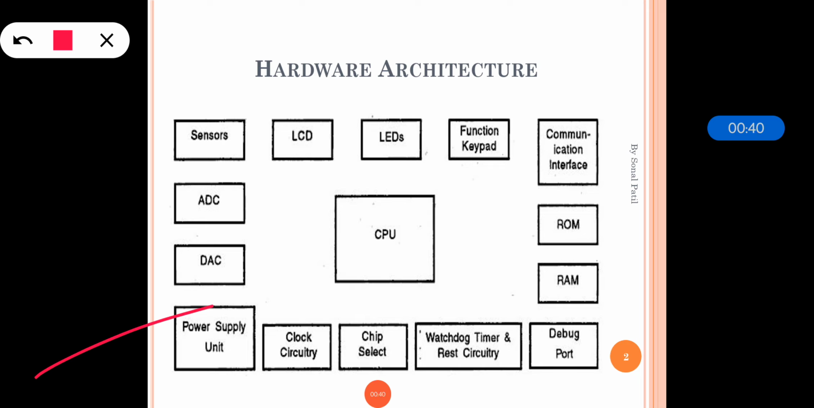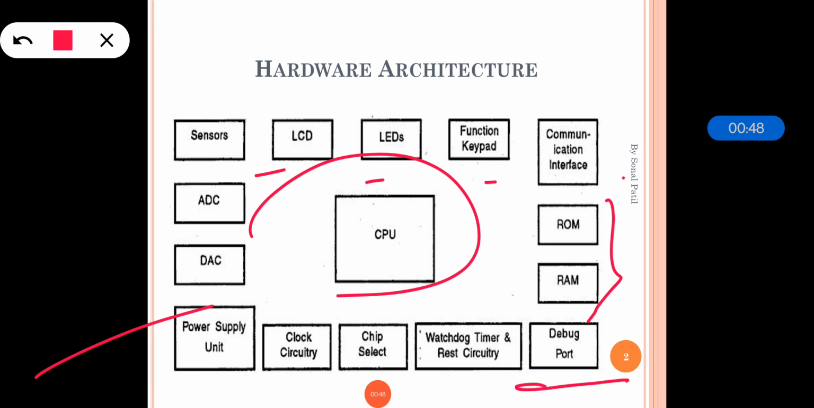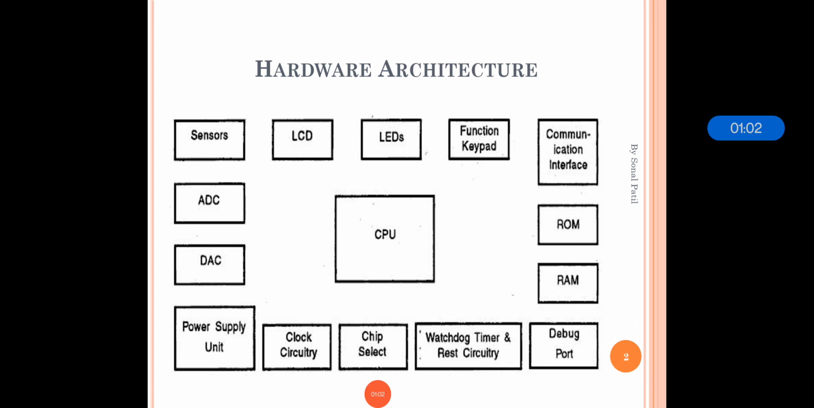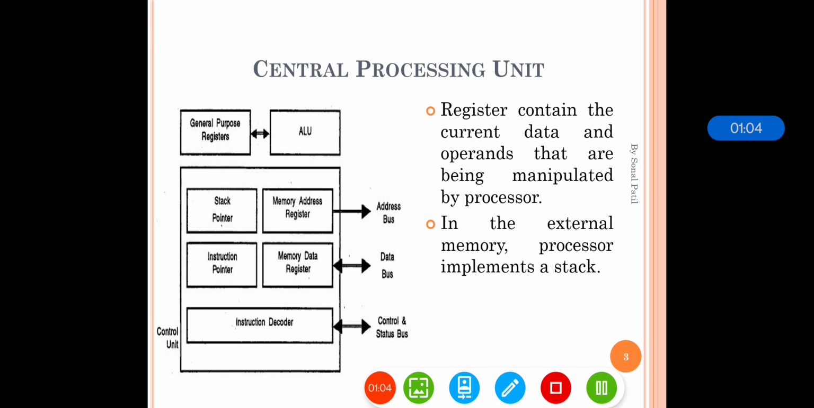hardware architecture. So the main is the CPU, then the LCD, LED, function keypad, communication interface, memory, debug port, watchdog timer, chip select, clock circuitry, power supply unit, ADC, DAC and sensors. All these are nothing but the main blocks of the hardware architecture. So we will start with the CPU, that is the central processing unit.